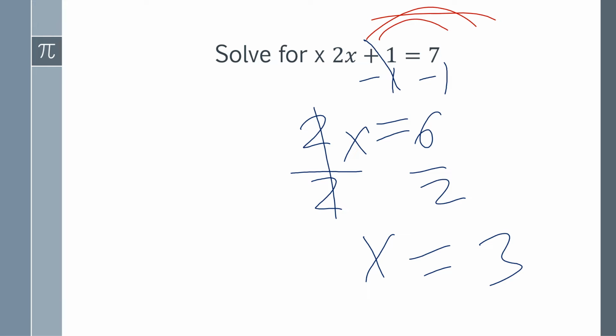So the only thing I did is move everything to this side here, so I get x by itself. Again, I subtracted and I divided. I did two operations because originally I had addition and I had multiplication. So the opposite of addition is subtraction. The opposite of multiplication is division. And that's how you get x alone.